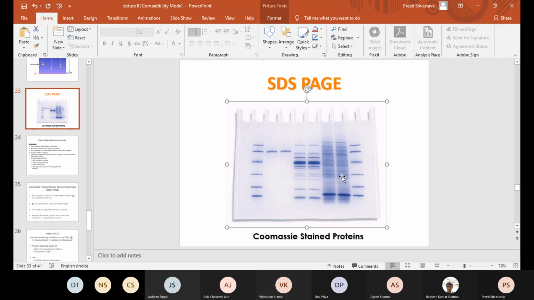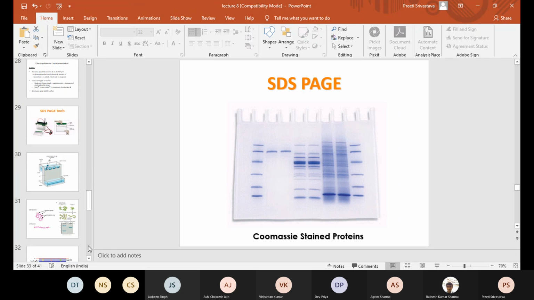If it's an old solution, since the running takes 2 to 3 hours, what students do is immerse the gel in the staining dye and leave it overnight on the rocker. Next morning you will see the entire gel blue. Then you add glacial acetic acid and the background will become clean and the protein bands will be visible. Yeah, ma'am, now I understood.